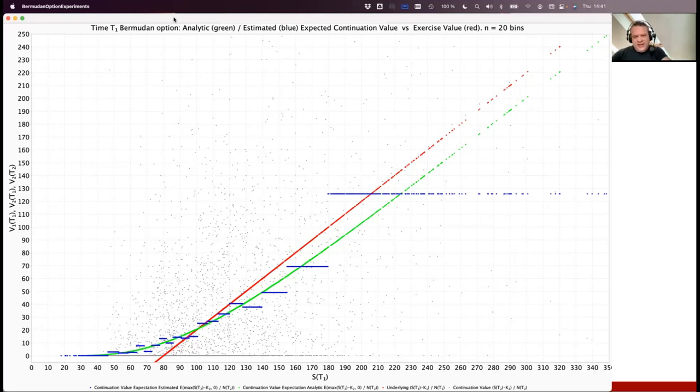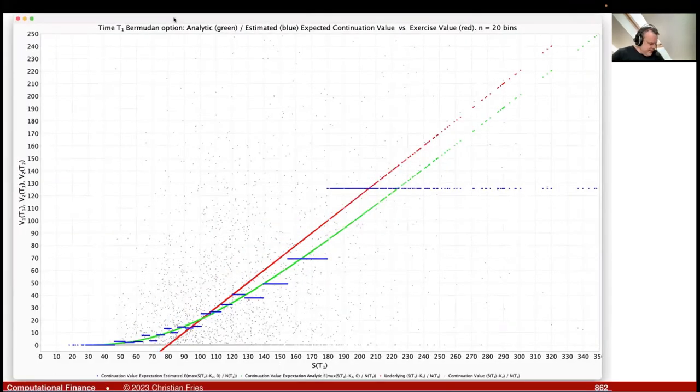So what you see is 20 bins. Okay, and you see that the conditional expectation that I would like to approximate, in the case of the Black-Scholes model, I know it analytically, it's the Black-Scholes formula with the remaining time. This is here this green line. Yeah? This green line is the true conditional expectation.